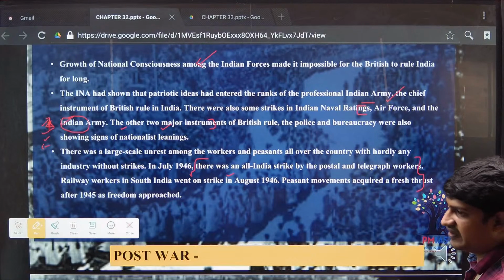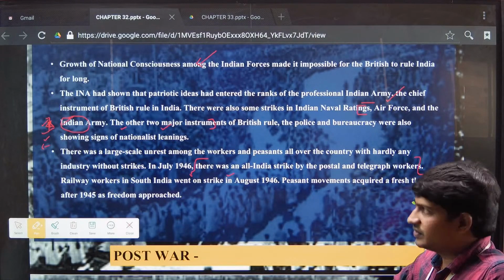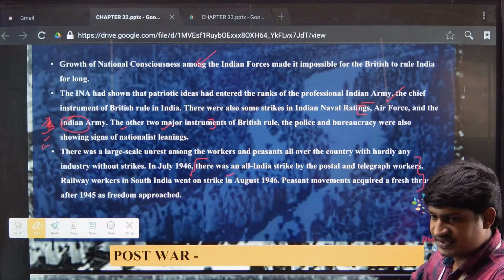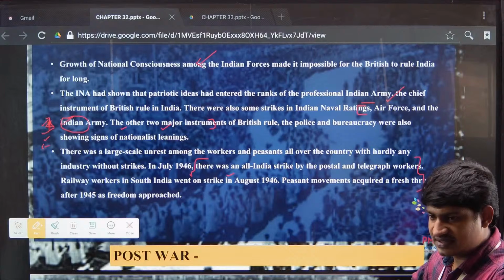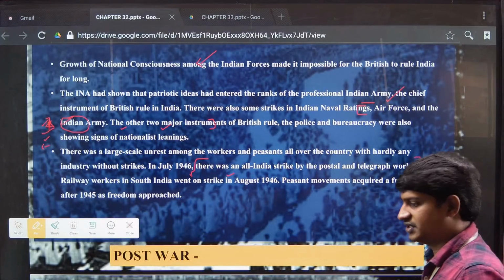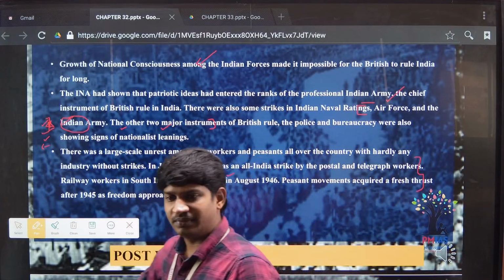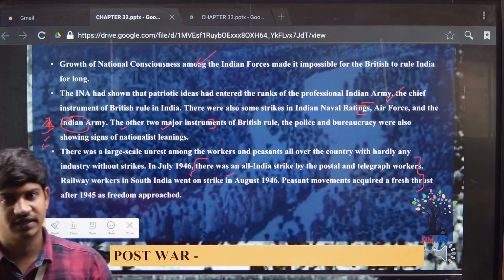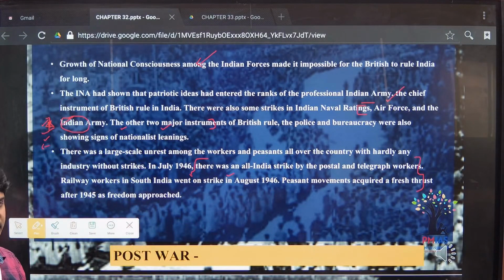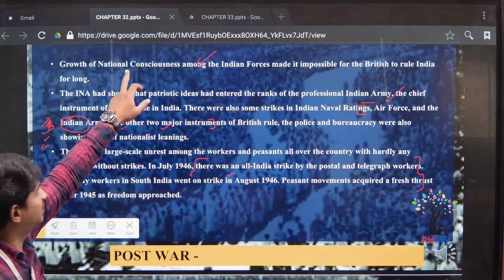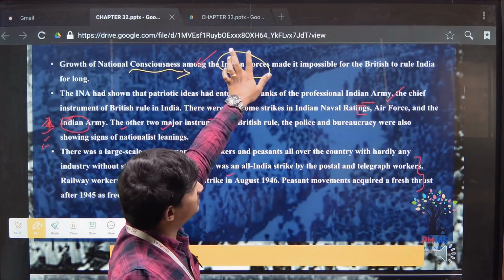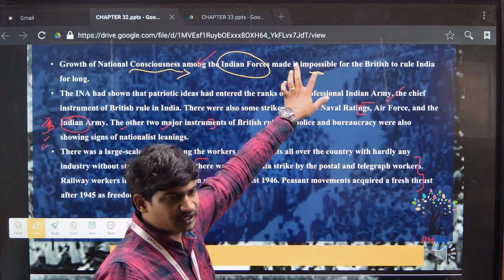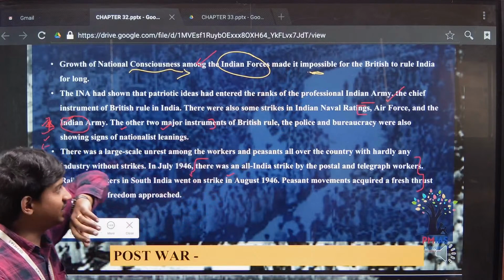Okay, so next factors அப்படின்னு சொல்லி நாம பார்த்தோம் அப்படின்னா the growth of national consciousness. So each and every individual in India by this time was aware of the nation. So இதுக்கு மேலையும் நம்ம கண்ட்ரியை வேற தங்க ரூல் பண்ணிட்டு இருந்தாங்க அப்படின்னா it is really a danger for our country அப்படின்னு சொல்லி each and every individual realized that. அதுதான் வந்து the national consciousness among the Indian forces made it impossible for the Britishers to rule India again.